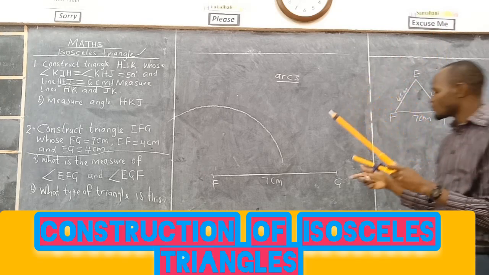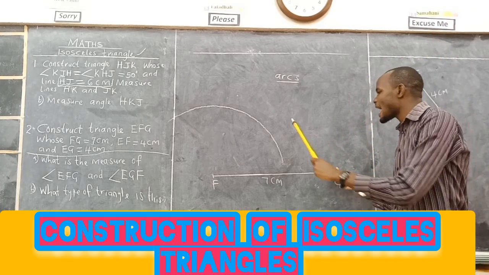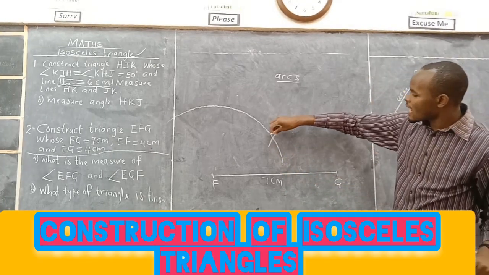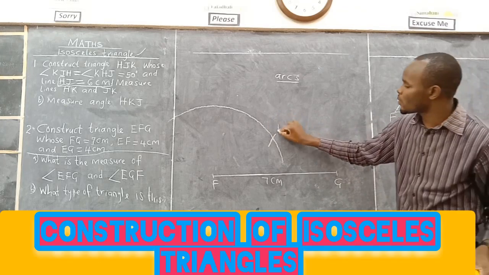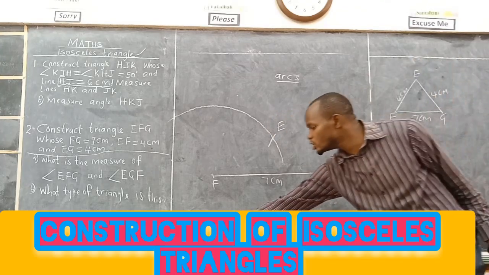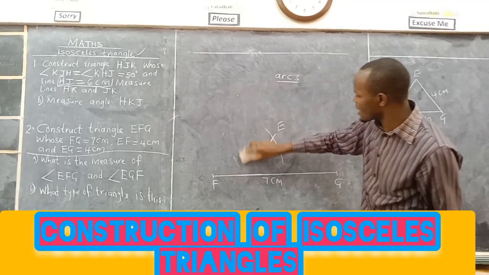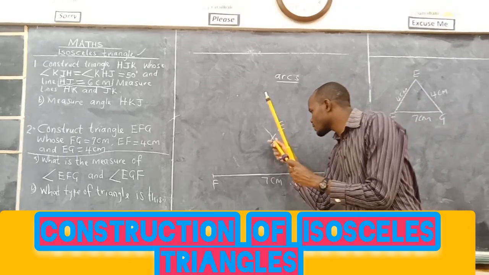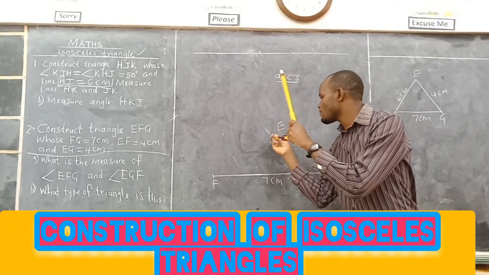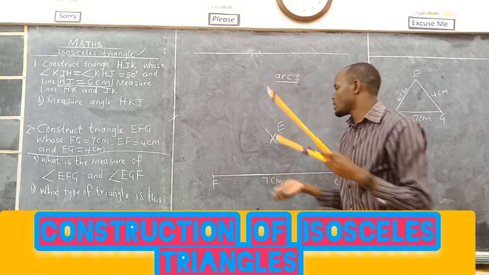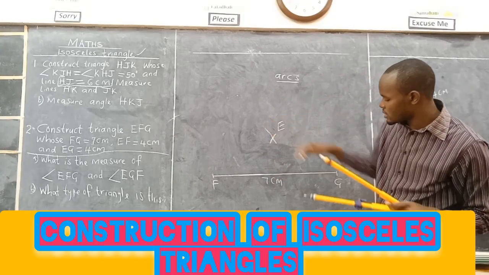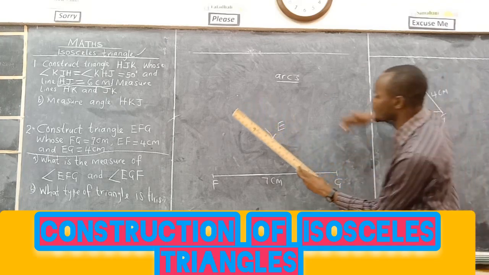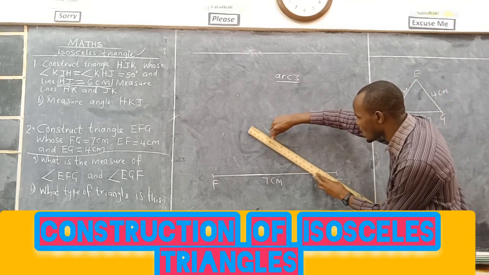From G here, cut the other arc, just like that. This is now our point E. We don't need all these long lines. We just needed this point where the two arcs are meeting. You can make them like this so that it can help you in identifying the correct point. So from there, join where the two arcs met.